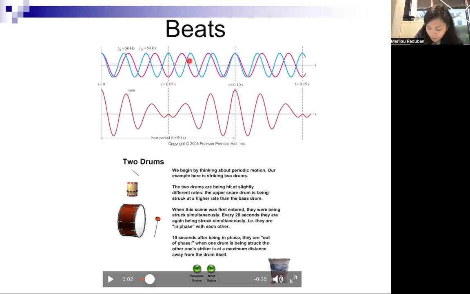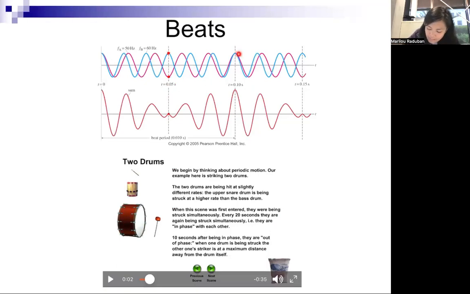Then at one point, they are completely in sync, so the crest of one wave corresponds to the crest of another wave, and then they become out of sync again. If we do the superposition and look at the interference of these two waves, at the point where they're completely out of sync, the crest of one wave corresponds to the trough of the other wave. They're out of phase, and the resulting amplitude will be 0.